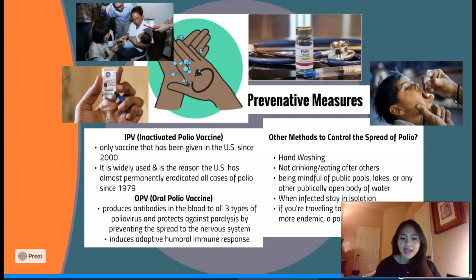That gives way to the preventative measures we can take. Obviously, we can wash our hands, not drink and eat after other people, and be very mindful of public pools, lakes, and any other public areas, especially for our children, because children are more prone to developing polio, as it primarily occurs in children ages 5 and below. If you're traveling to more polio endemic countries, make sure you have your polio booster. And lastly, we have the IPV and OPV vaccines, the inactivated polio vaccine and the oral polio vaccine. They are proven to have the greatest effect in eradicating polio.